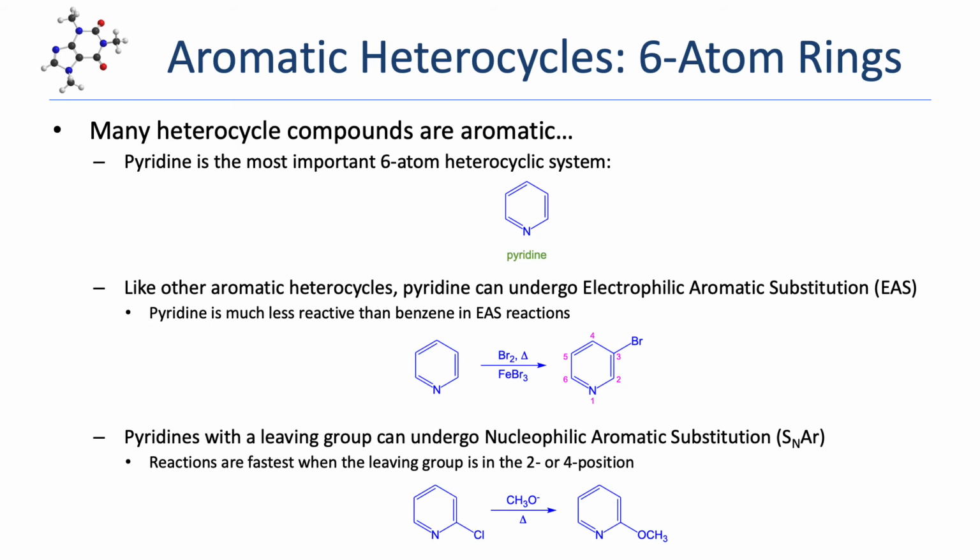Pyridines that have a halogen or other good leaving group can also undergo nucleophilic aromatic substitution. The reaction is fastest when the leaving group is in the 2 or 4 position. Here, we see 2-chloropyridine undergoing an SNAr reaction with methoxide. Unlike SNAr reactions of benzene, a similar reaction of a substituted pyridine does not require a nitro group to facilitate the reaction. The electronegativity of the nitrogen atom is sufficient to stabilize the negative charge in the intermediate formed after nucleophilic attack on the halogen-bearing carbon.